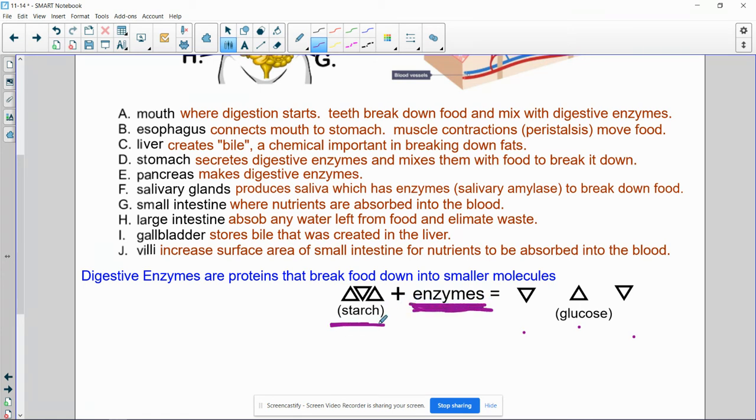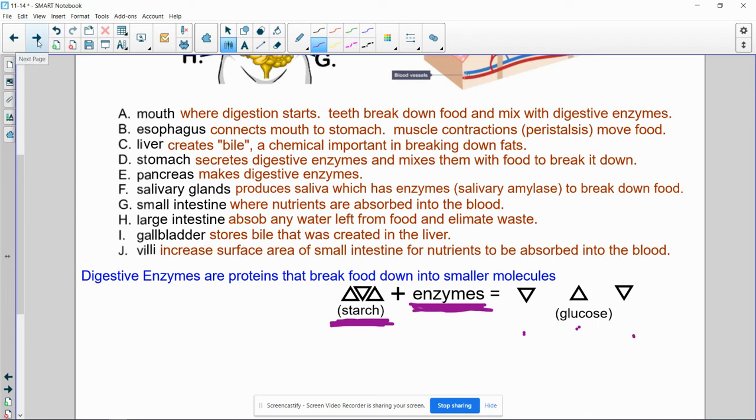But when starches interact or react with enzymes, they get broken down into smaller pieces called glucose. And we also use the example of proteins getting broken down into amino acids with the help of digestive enzymes.